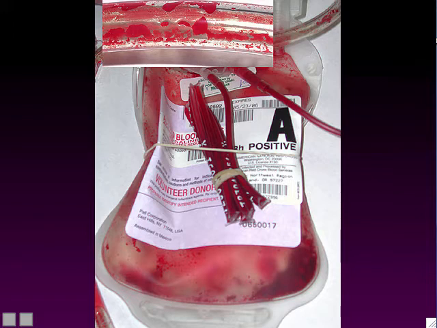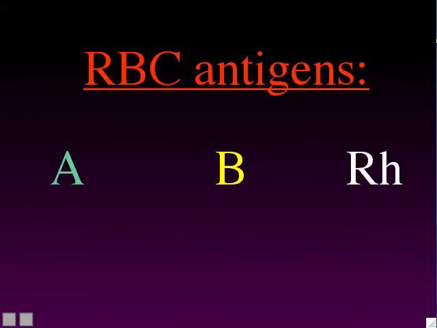Well, it comes down to the antigens that are on the person's red blood cells. In other words, a person's blood type is set by what antigens they have on their red blood cells. And as it turns out, there are only three major types of antigens that you find on red blood cells. They are called the A antigen, the B antigen, and the RH antigen. And that's it. These are essentially the only three antigens that you find on red blood cells, and so these are the antigens that set your blood type.